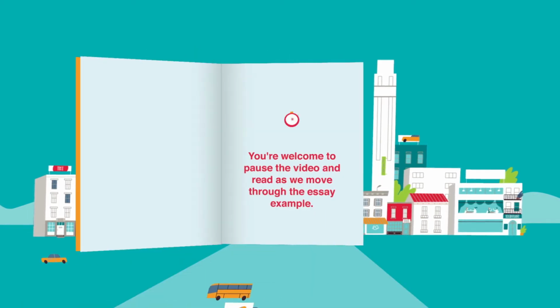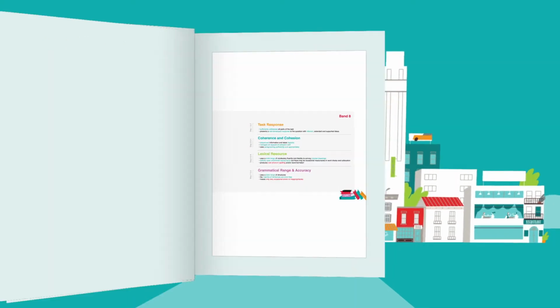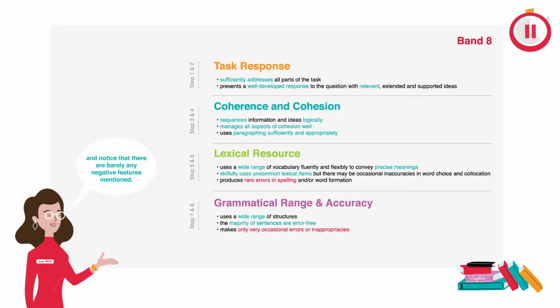You're welcome to pause the video and read as we move through the essay example. Look at the positive features listed at the band 8 level and notice there are barely any negative features mentioned. Our steps today will take you across these 4 areas, starting with task response and moving through all the other criteria. The focus of this lesson is to look at areas that need more work and can prevent a higher score if not given enough attention.